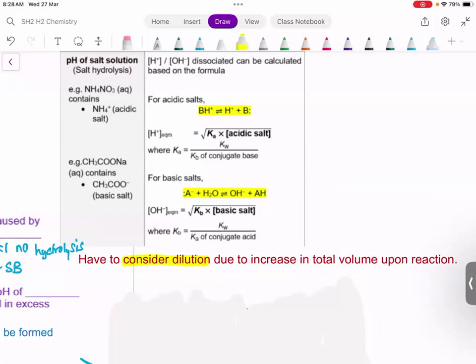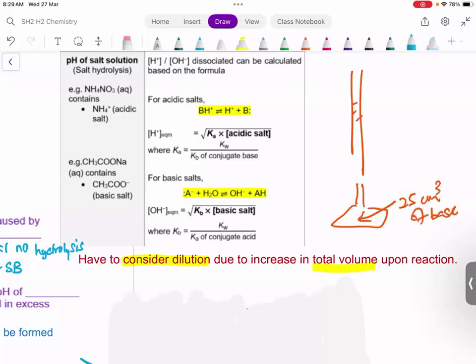We have volume of base in the conical flask, right? So if I use a 25 cm³ pipette, then I will start with 25 cm³ of base in the conical flask. Then as I add solution from my burette to the conical flask, will the total volume increase? Yes, so this is what I meant. The total volume would have increased. Why? Because you have 25 cm³ here, and you keep on adding your titrants.